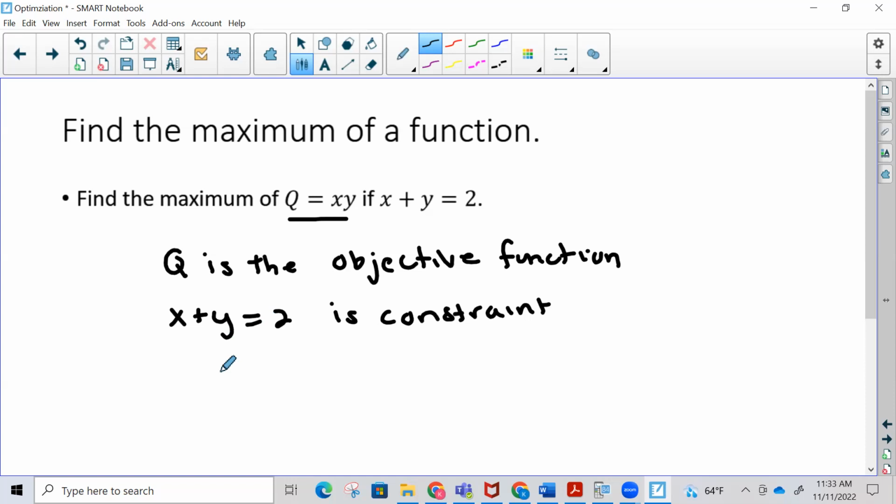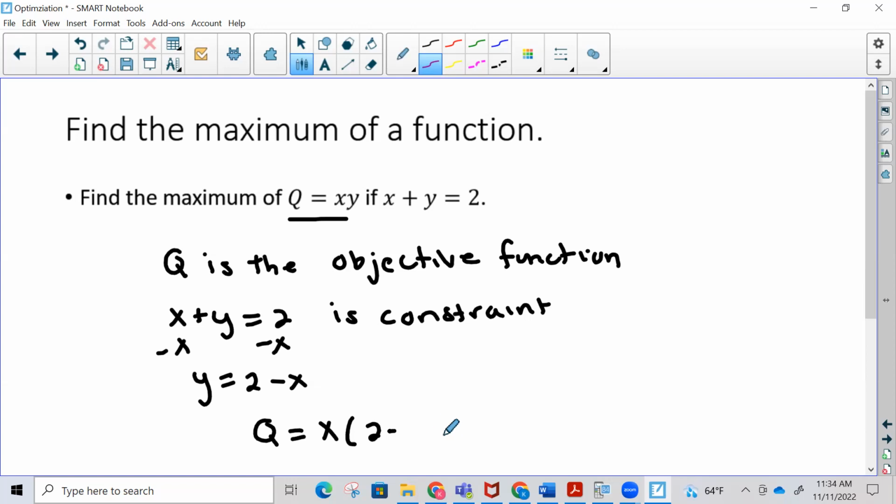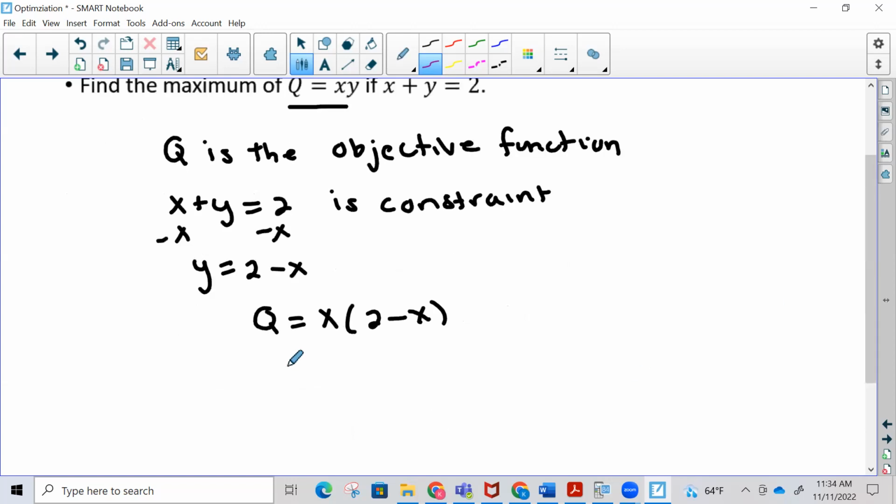So it really doesn't matter what we solve for, but we more often have things in terms of X. So that's what I'm going to do in this case, because neither one is easier to solve for. So if I get this equation in terms of X, I'm going to get Y by itself. So I would subtract X from both sides. And that would give me 2 minus X. And then for equation Q, to get this into one variable, I'm going to substitute in 2 minus X for Y. And now I have it in terms of one variable. I'm going to distribute so I don't have to do quotient rule. And then I'm trying to maximize this.